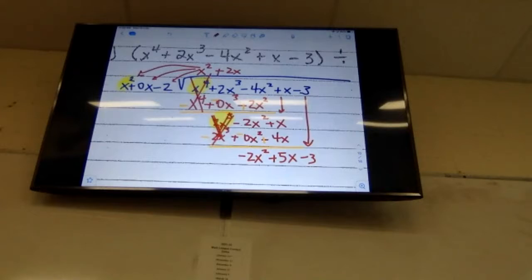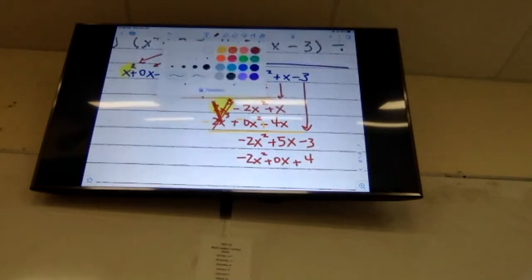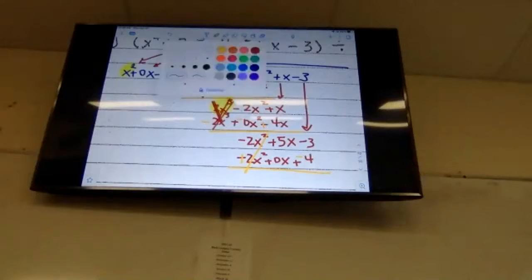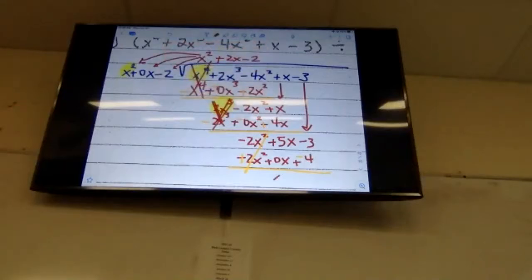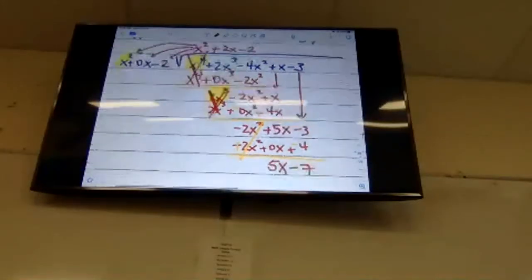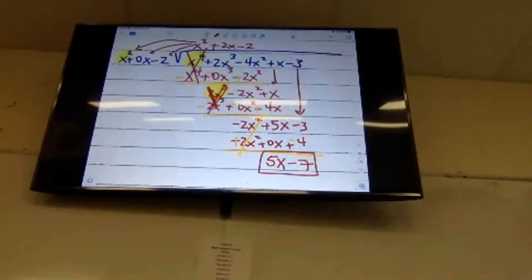All right, last step, what times x squared gives you negative 2x squared? It's negative 2. So I multiply negative 2 by the whole polynomial on the outside. I switch all my signs. And so I get 5x minus 7. Now I've got nothing left to carry. So this whole thing, 5x minus 7, is my remainder.